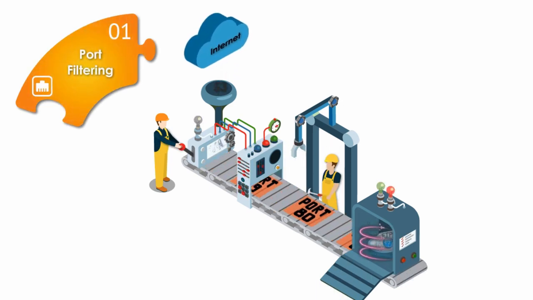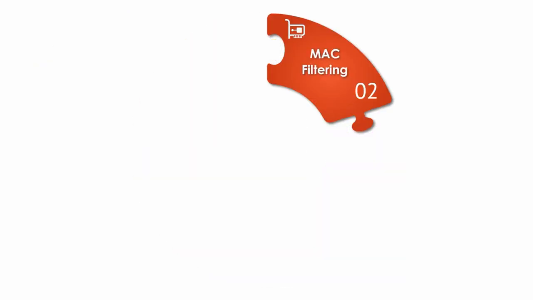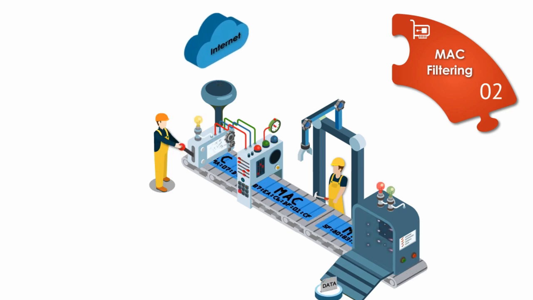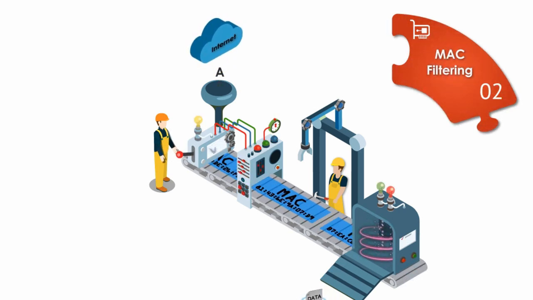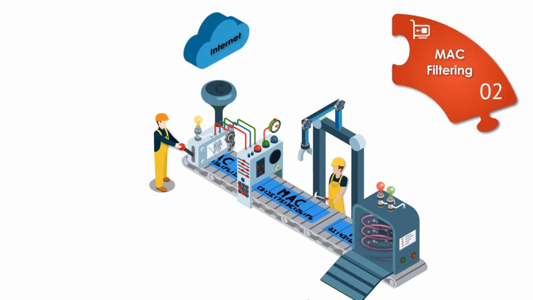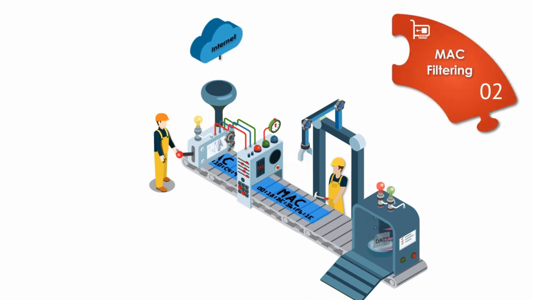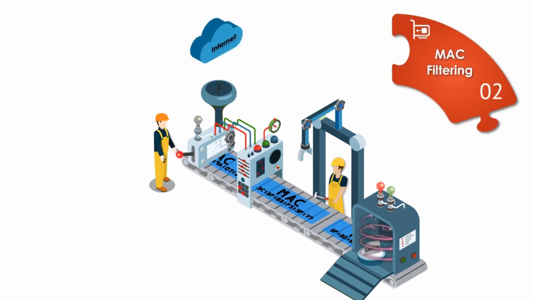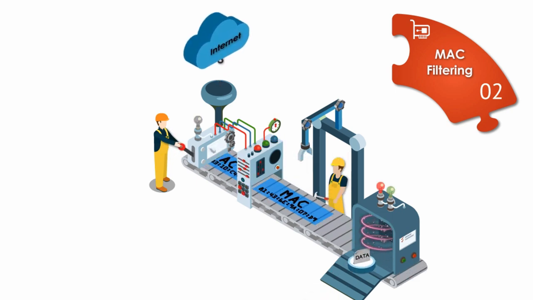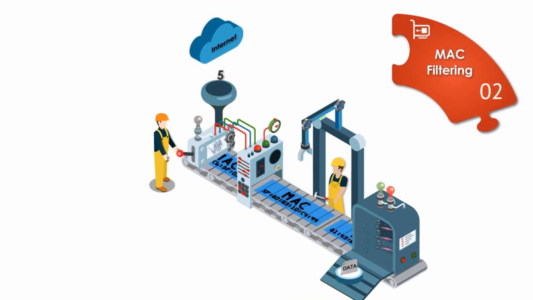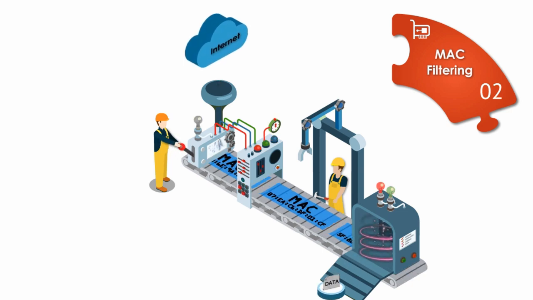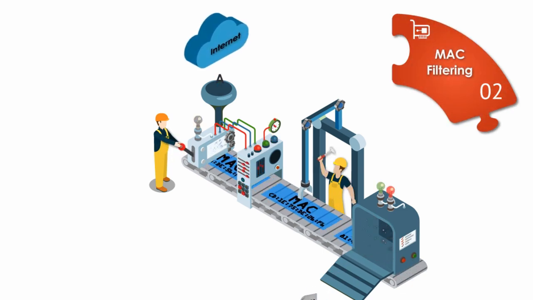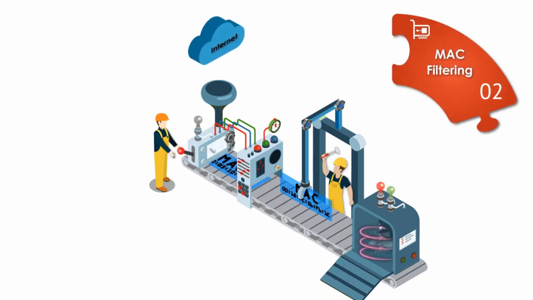Number two function, MAC filtering. MAC address is Media Access Control Address. It's a unique identifier assigned to a device's network interface card, or NIC. It is a device's physical address. This option is useful because the MAC address of a specific NIC never changes.